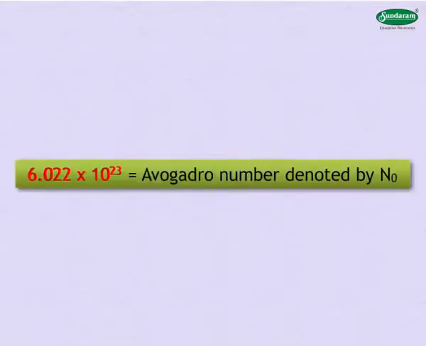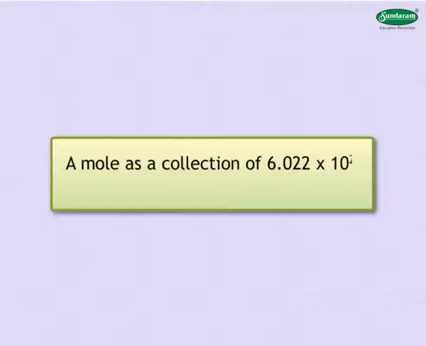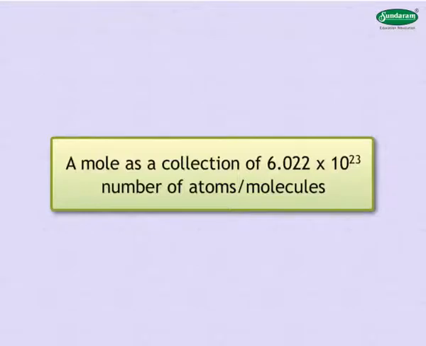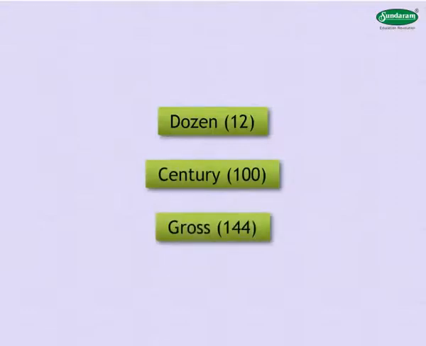This number is called the Avogadro number, denoted by N0. Avogadro defined a mole as a collection of 6.022 into 10 raised to 23 number of atoms or molecules, just as in daily life we use the words like dozen or 12, century or 100, gross or 144, etc.